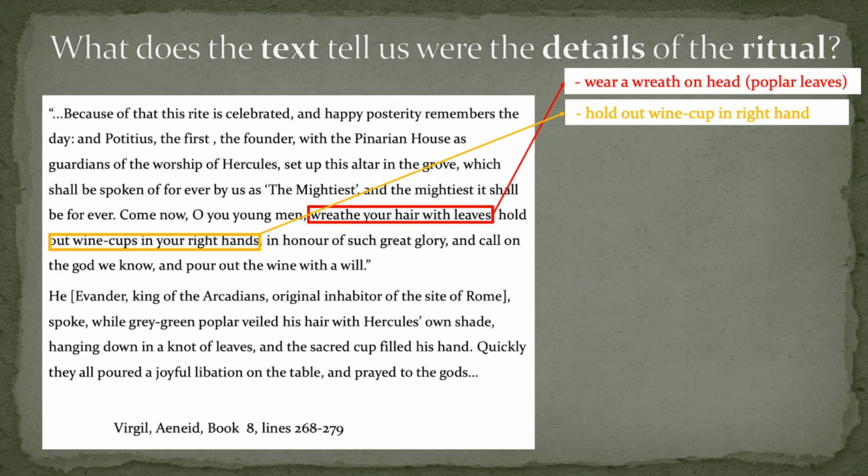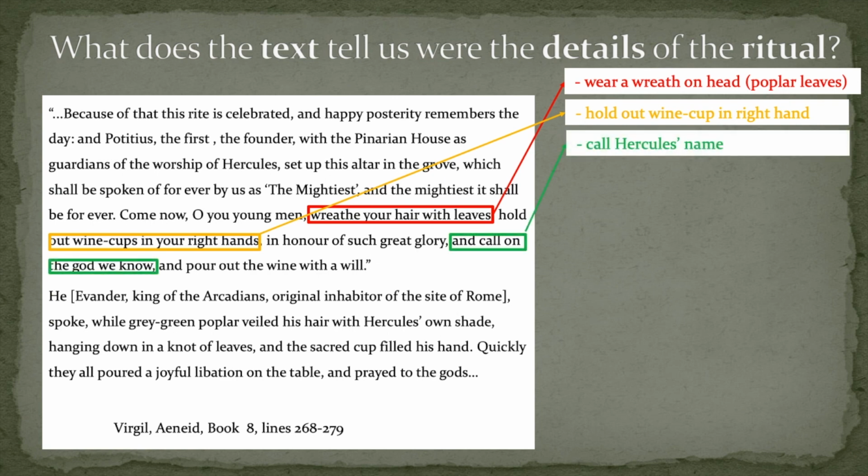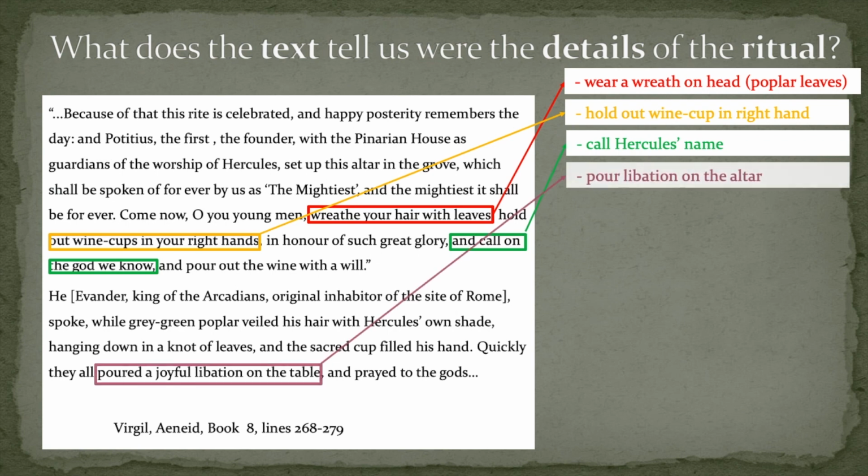Then Hercules' name gets called out. Call on the god we know and pour out the wine with a will. And pour a joyful libation on the table or the altar here. Pour out the wine with a will, Evander says earlier. This is pouring a libation, which is a drink offering on the altar. What else have we got here?